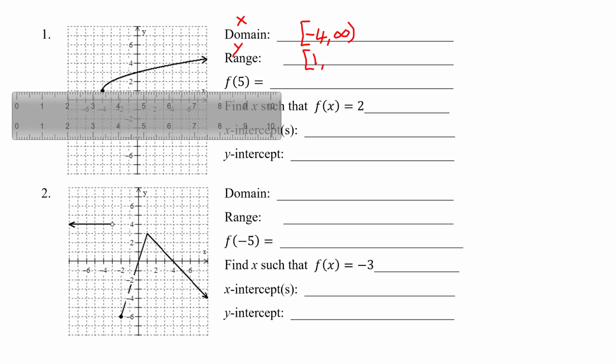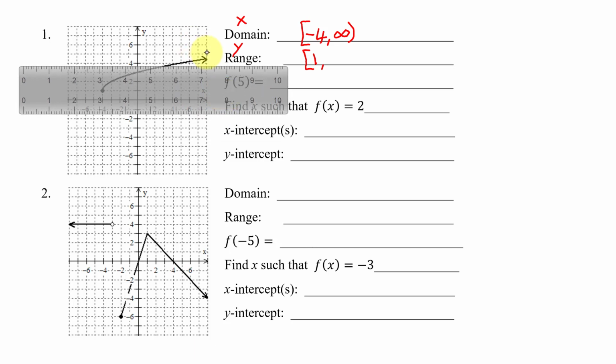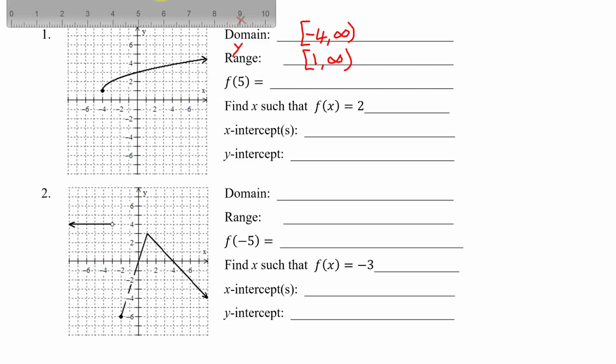and now how far does my range extend? Well, it keeps going up, and if you notice this arrow indicates the graph keeps going up and to the right. So my graph is going to extend to y equals positive infinity.